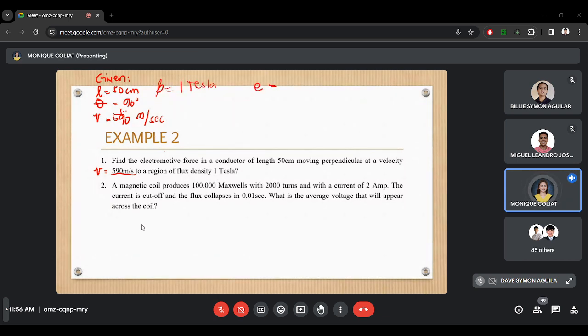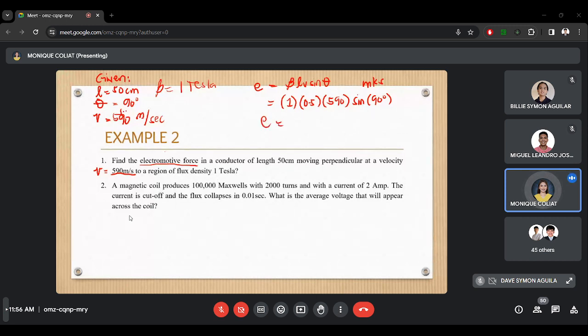So, E, sabi electromotive force daw. So, E is equals to BLV sine theta. We will use MKS. Okay? So, B is 1. Anong length natin? 50 centimeters. So, you have to convert it into MKS because it is still in CGS. So, 50 centimeter, that will be 0.5 meters, right? Anong velocity natin in terms of MKS na dahil naka-meters per second na siya? So, 590. Then, we have sine 90 degrees.